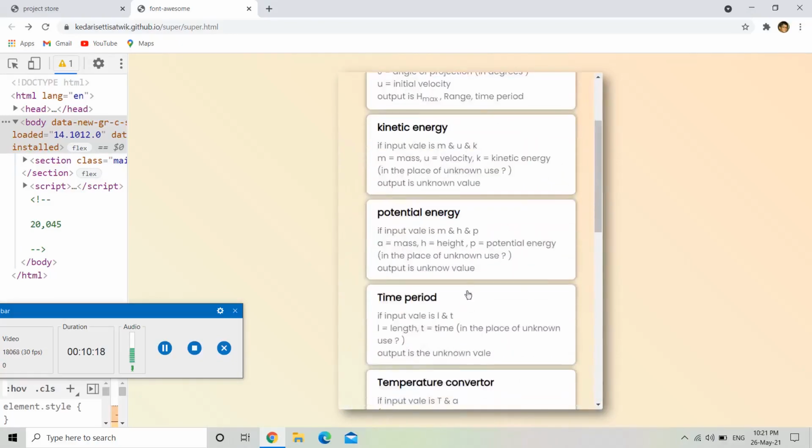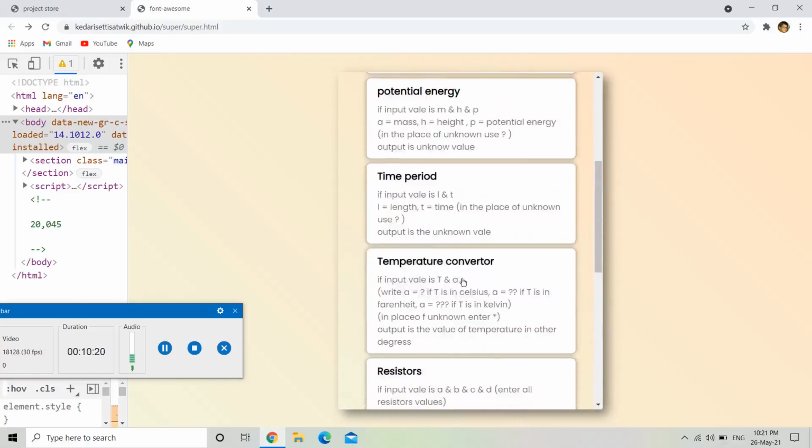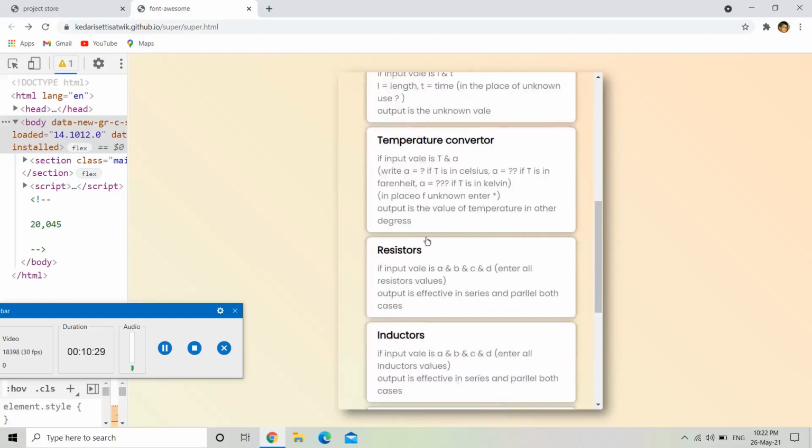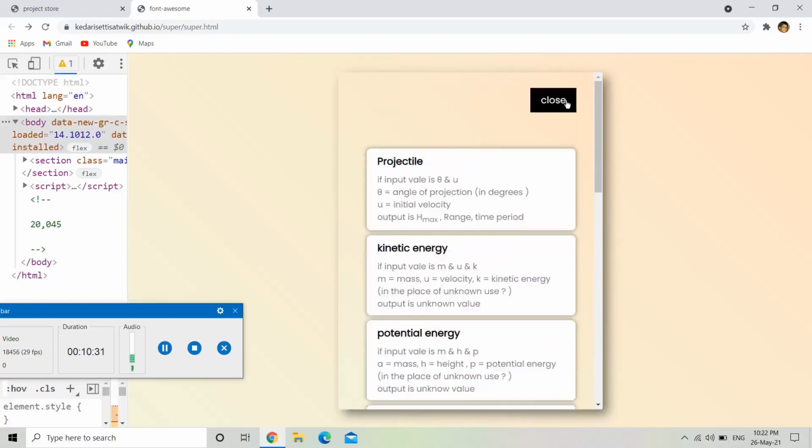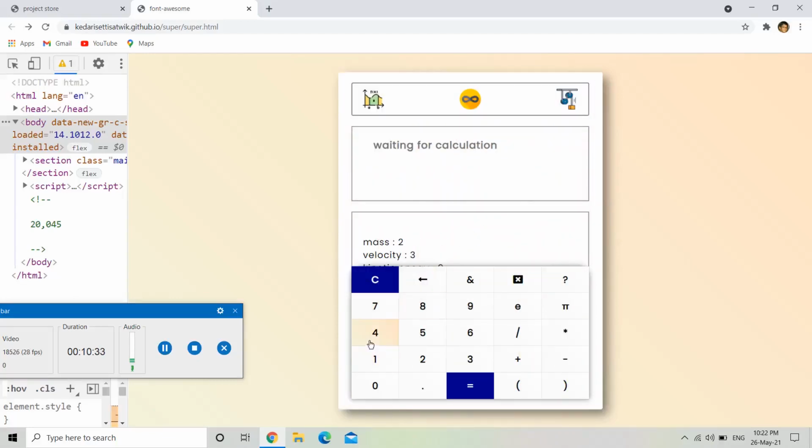In the same way potential energy also works, and time period also works. By entering the length of the pendulum, you will get the time period. By writing the time period, you will get the length of the pendulum. Here is the temperature converter. Now let's see how this one works.